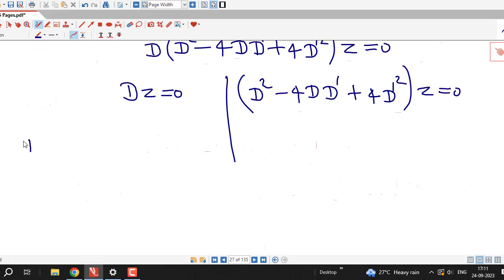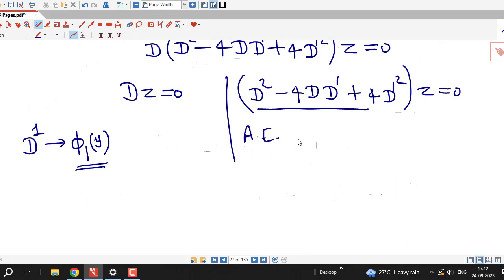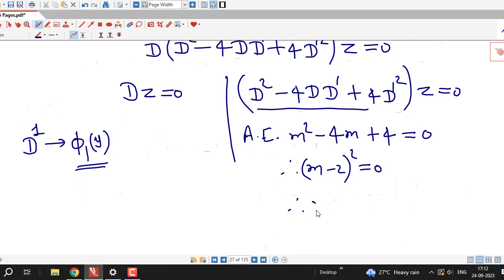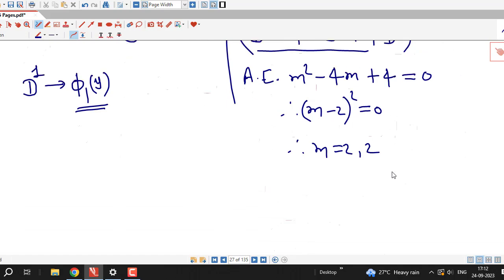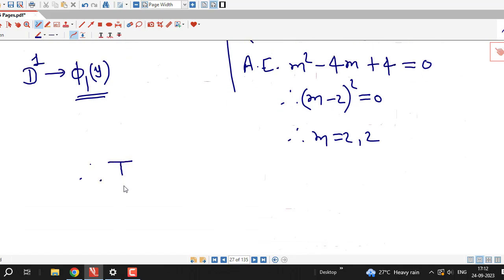We know that corresponding to D, we have to write an arbitrary function of y, because here the power of D is 1. We will write only one arbitrary function of y in the general solution, and here I have to write down the auxiliary equation by replacing D by m and D dash by 1. So here I have m square minus 4m plus 4 equated to 0, and this is nothing but the square of m minus 2. Therefore here I have m equal to 2, 2, and now we write down the general solution.